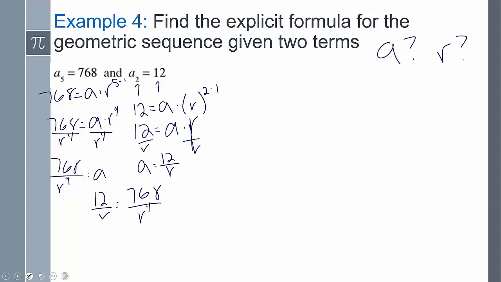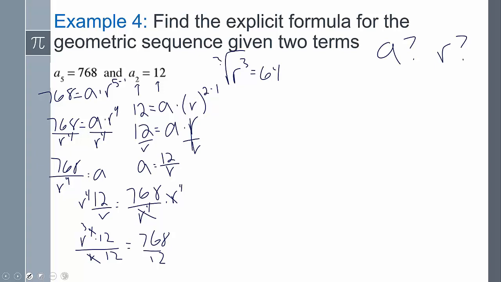Now getting r by itself, it's probably easiest to just multiply both sides by r to the 4th. So I'm going to get r to the 4th times 12 over r. Well, that's going to cancel out into r to the 3rd, and that's going to equal 768. Now divide both sides by 12. So we're going to get r to the 3rd equals, and then 768 divided by 12 is 64. So now I can cube root both of these. So r is going to be 4.